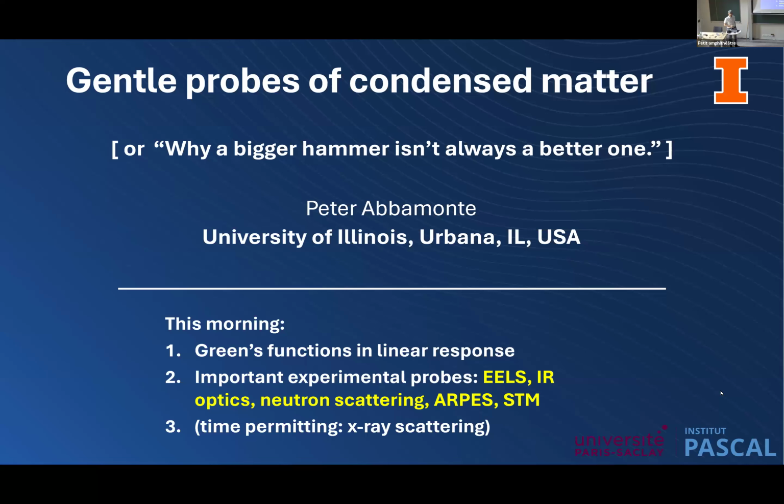And then I have curated a selection of experimental probes. There's an infinite number of probes out there. I have picked what I think, if you're, say, a young theorist, are the 5 things that you need to know about. Of course, there's an expansive vacuum to explore of different probes. I think these are the most important ones: EELS, infrared spectroscopy, neutron scattering, ARPES, and STM. If you know those 5 things, you know 80% of experimental science. And there's 2 IR people in the room, one of whom is now smiling.